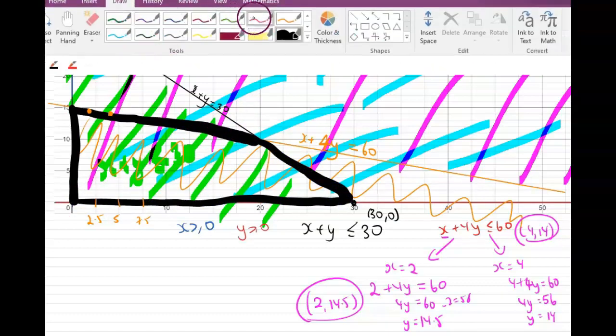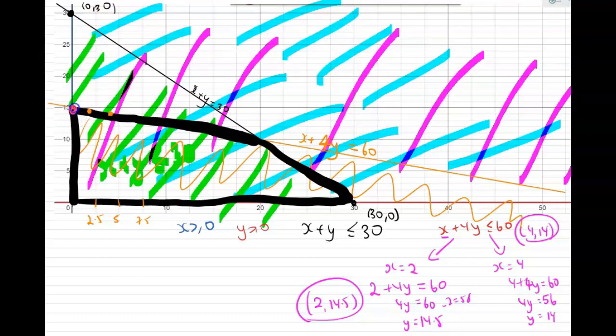Now the next thing we have to do is identify the points here. This point here would be 0, 15. We could call this A. We could call this one here, that would be 20, 10. That's B. This one here we could call C, which would be 30, 0. And this point here is D, called 0, 0.